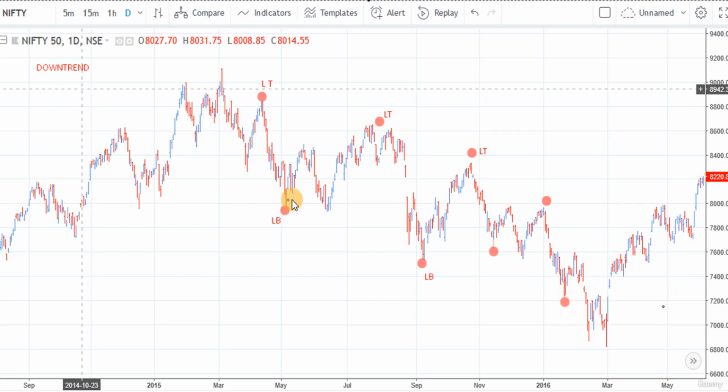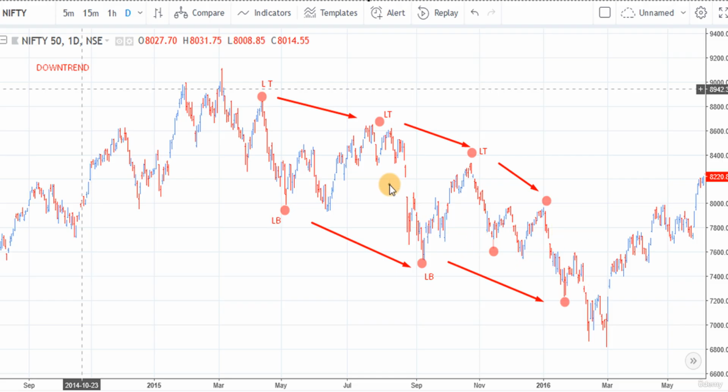This is the top and this is the bottom. Again this is the top and this is the bottom. But we can see this is the downtrend and each top is lower than the previous one, and each bottom is lower than the previous one. So this top is also lower than this top, so this is also the lower top, and this bottom is lower than this bottom, so this is the lower bottom. So in a downtrend we get lower tops and lower bottoms.